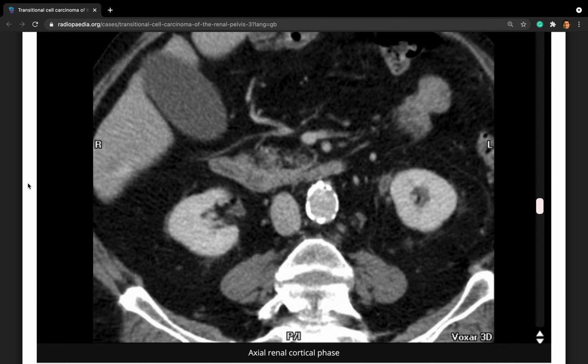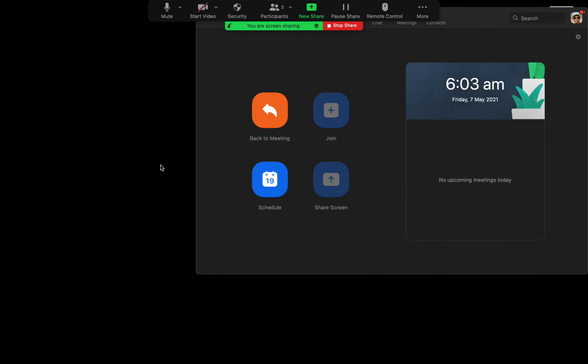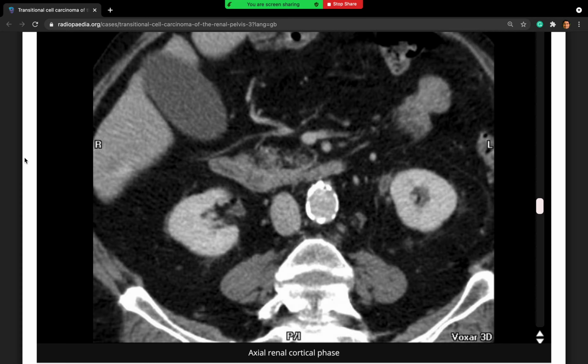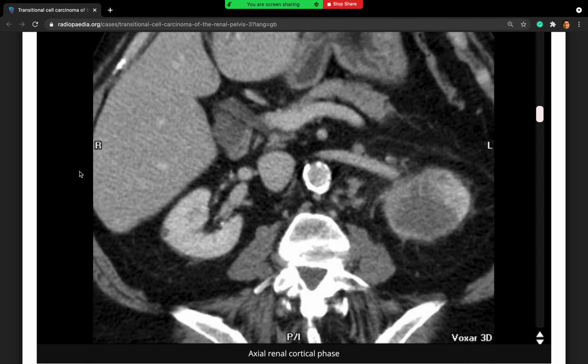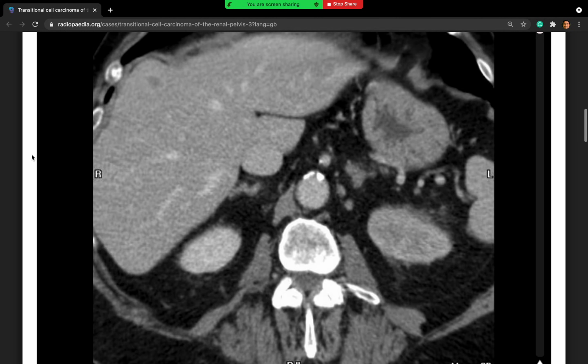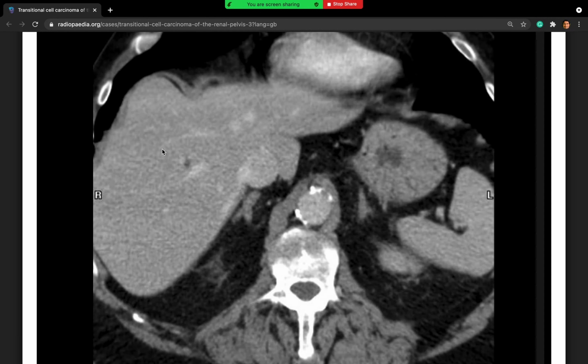Okay. We are going to look into the CT scans. I'm going to share my screen. You can see now. Are you able to see this screen now? Yes, I can see the screen now. Okay. So let us take it from the top. So this is the uppermost cut. We are going from top to bottom.